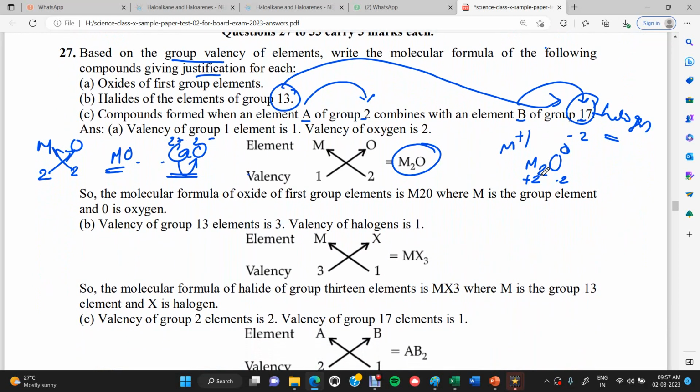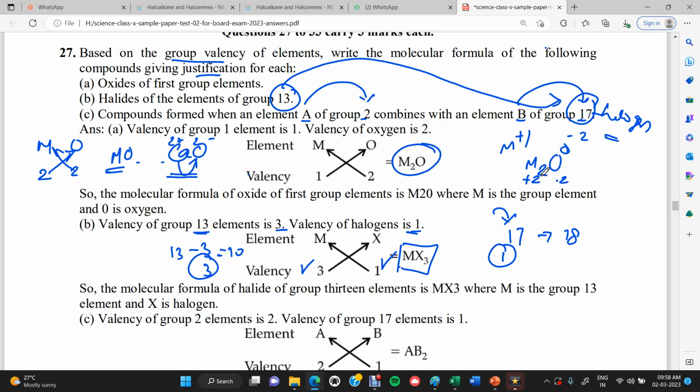The valency of group 13 elements is 3. The valency of halogen is 1. For example, halogen is 17th group. If it accepts one electron, it will become 18. Valency is the number of electrons it can accept or donate. So the valency of halogens is 1. Group 13 has 13 electrons; if it gives out 3 electrons, 13 minus 3, it will become 10. So the valency is 3. For metal the valency is 3, for halogen the valency is 1, and we crisscross the valency. That is, the halides of 13th group will have the formula MX3.